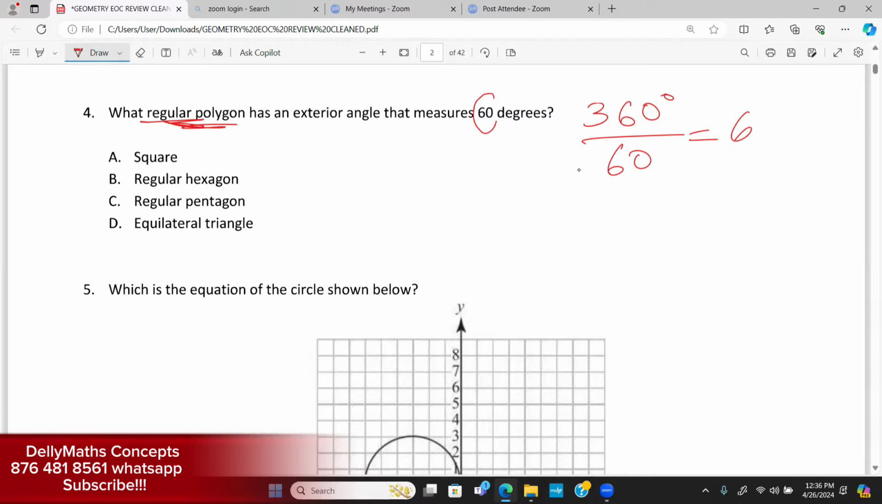So what is that telling me? It's telling me the number of sides that we have. So it is a 6-sided figure, which is called a hexagon. The answer is B for number 4. All right, let's keep going.